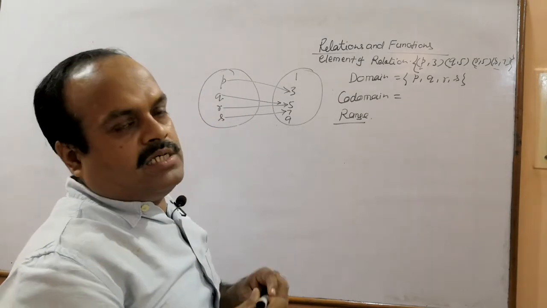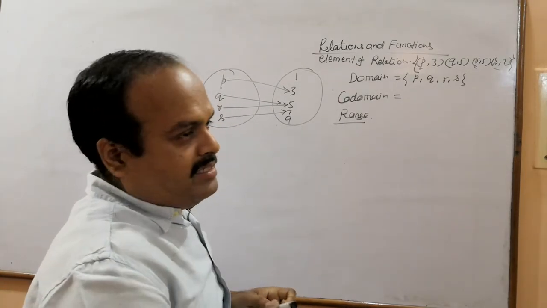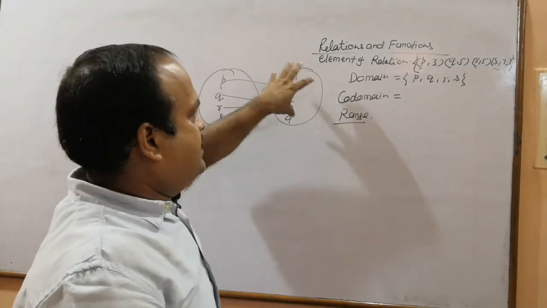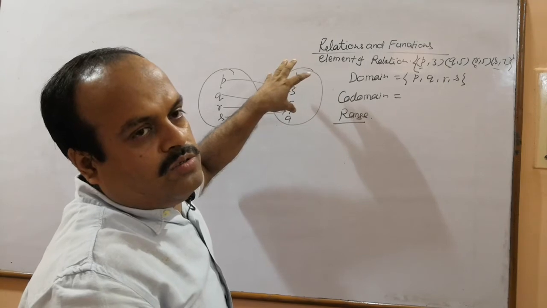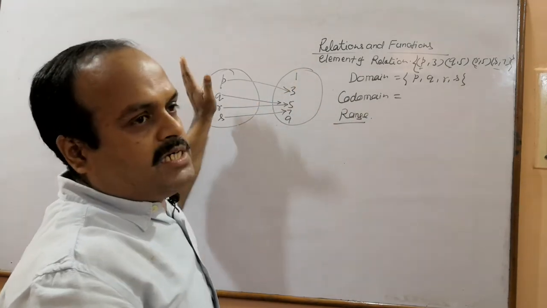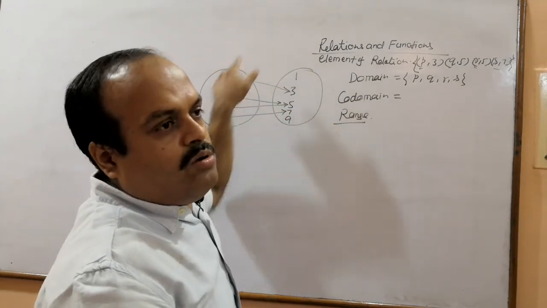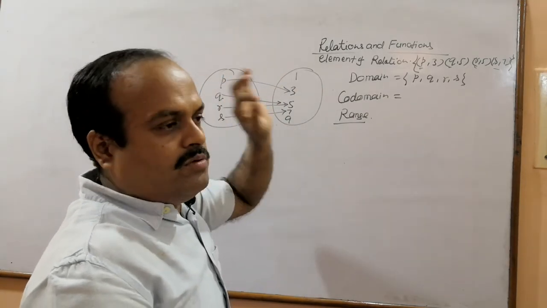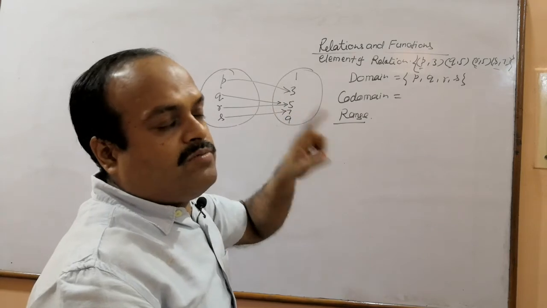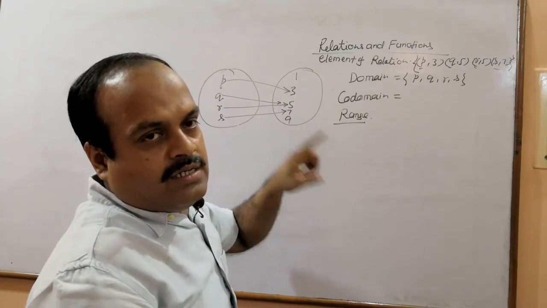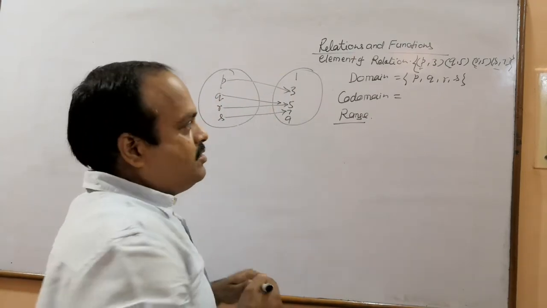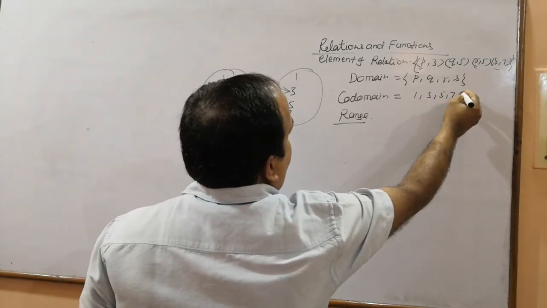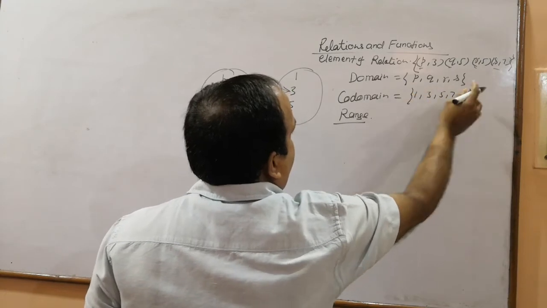Codomain. Codomain means set B. You can say that this is set A, this is set B. So the relation R is from set A to set B. So all the elements of set B, when you write that set, will be called the codomain of the relation R. So here codomain will be 1, 3, 5, 7, 9.